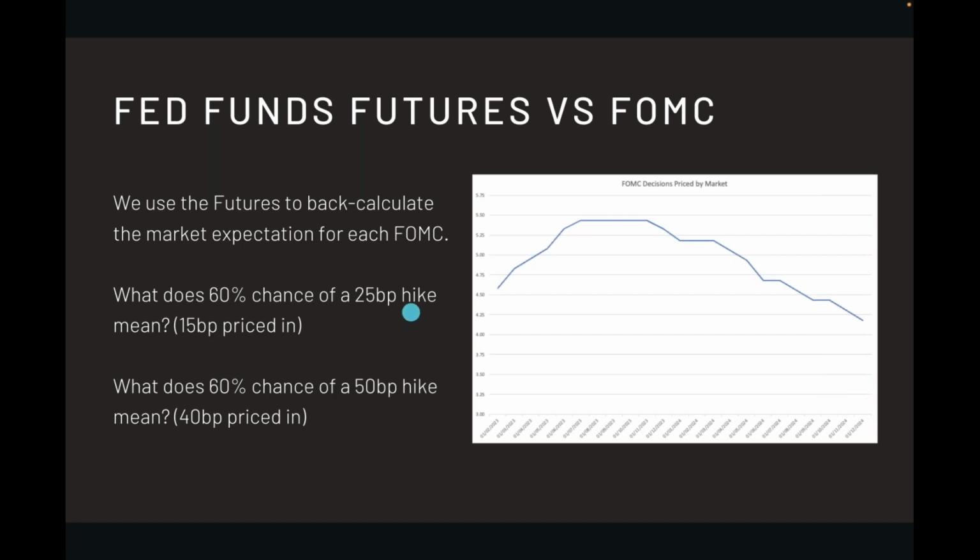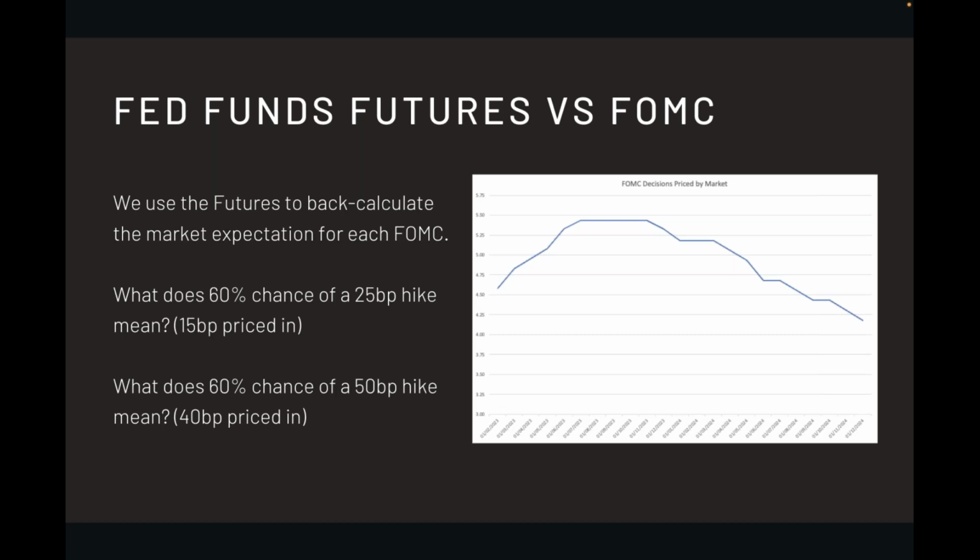So when you read Bloomberg, they always say, "Oh, the traders price a 60% chance of a rate hike." What does that really mean? All that means is that the futures contract has 15 basis points out of the 25 basis points priced in for this meeting. So 15 divided by 25 is a 60% chance of a 25 basis point hike. It's as simple as that.